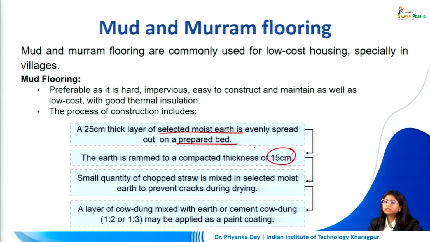A small quantity of chopped straw is mixed in selected moist earth. Of course, we do this to prevent any cracks from forming after drying. And then a layer of cow dung, which is mixed with earth or cement, may be applied as a form of paint coating to give it a final finish.